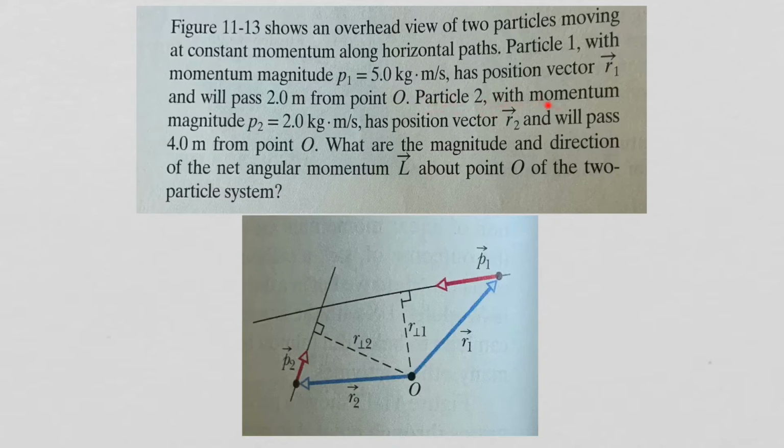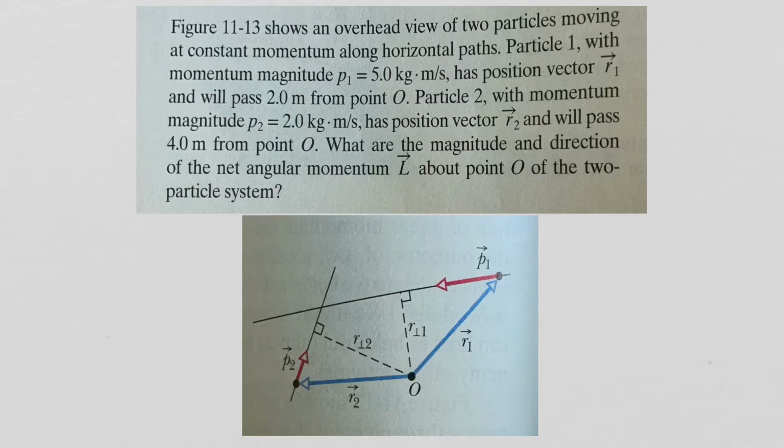Then particle 2 has momentum of 2 kilograms meters per second, and its position is given by the position vector r2, and passes 4 meters from the origin at point O. So what are the magnitude and direction of the net angular momentum, L, about that point O of the two-particle system? So here is particle 1 with momentum P1 and position vector given by R1.